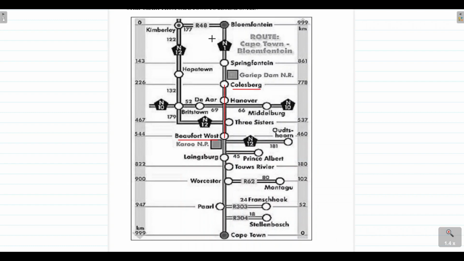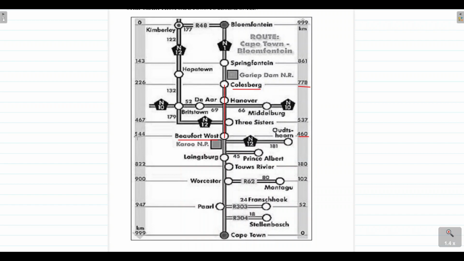In this case, to get the distance between these two towns, you can say 778 kilometers minus 460, because we can see that Beaufort West is 460 kilometers from Cape Town, and Colesberg is 778 kilometers from Cape Town. So we can just take 778 minus 460 to get the distance between those two towns. Or you can simply look at your kilometers on the left hand side. What is the distance of Beaufort West?